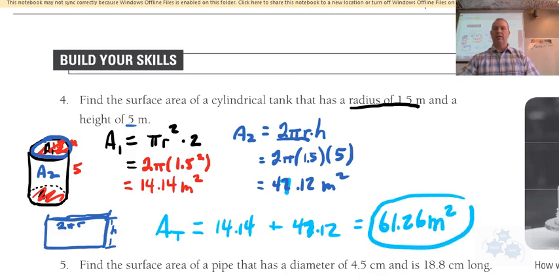Don't forget your units. Do you always want it in 2 decimal places? Yeah, unless the question says 1 decimal place, 2 decimal places is always safe. That's very safe.